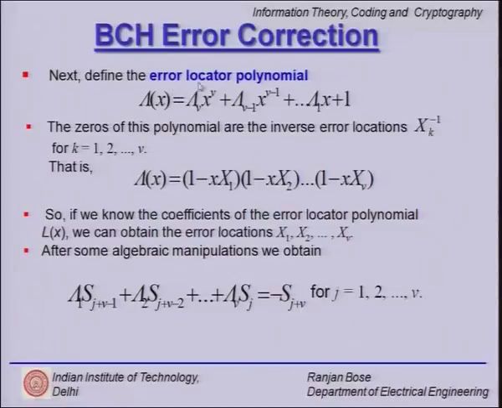So, we define an error locator polynomial as follows. The zeros of this polynomial are the inverse error locations. Okay, this is how you define an error locator polynomial. If you see, this lambda x is nothing but 1 minus x times X1, the locations, and we know the coefficients of the error locator polynomial can be obtained using the locations x1, x2 and x3. So, you do some manipulation in terms of the syndrome polynomial, and you can write it as follows.